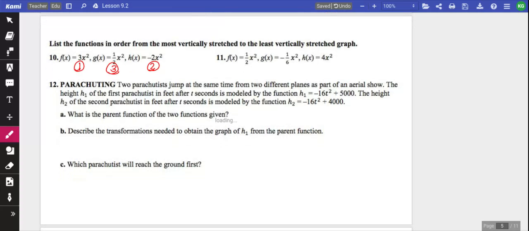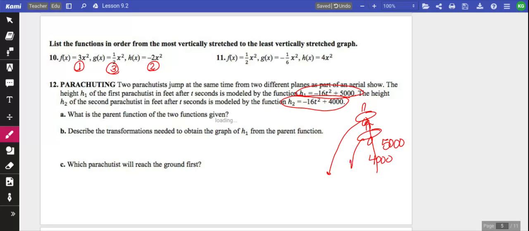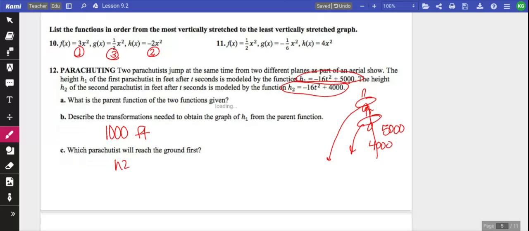On this word problem, we have two parachutists jumping at the same time from two different airplanes as part of an aerial show. The height of the first parachutist is modeled by this equation, and the height of the second one is by this equation. So basically what we have is one parachutist up in an airplane at 5,000 feet, and he's jumping out and going to the ground, and a second airplane at 4,000 feet, jumping out to the ground. So the change in between them is 1,000 feet. Which parachutist will reach the ground first? Parachutist 2.